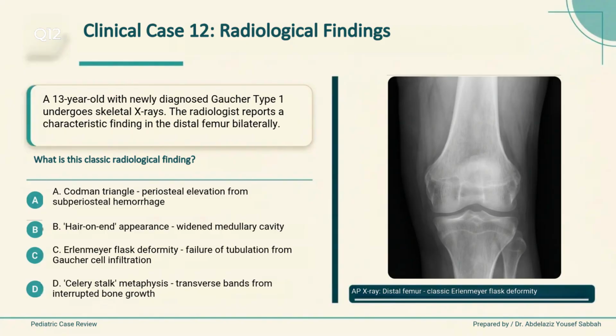Clinical Case 12. A 13-year-old with newly diagnosed Gaucher type 1 undergoes skeletal x-rays. The radiologist reports a characteristic finding in the distal femur on both sides. What is this classic radiological finding?